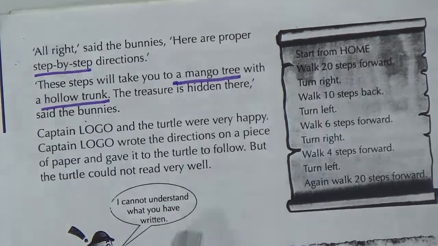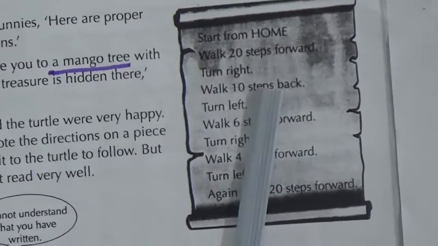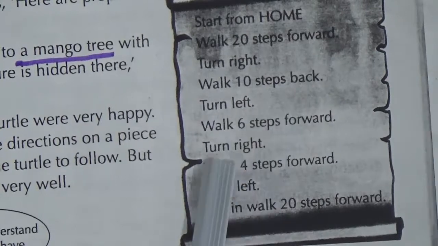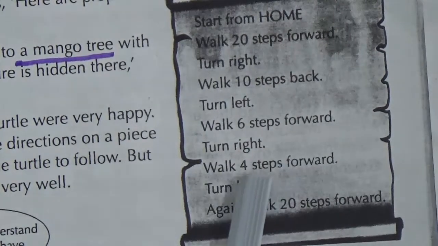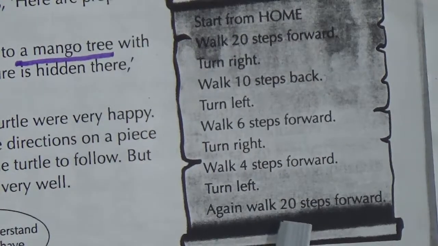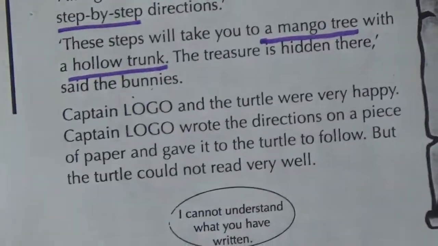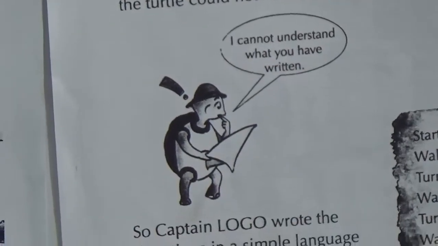These are the directions. Start from home, walk 20 steps and turn right. Walk 10 steps back, turn left. Walk 6 steps forward, turn right. Walk 4 steps forward, turn left. Again walk 20 steps forward. The turtle says, look, I cannot understand what you have written.